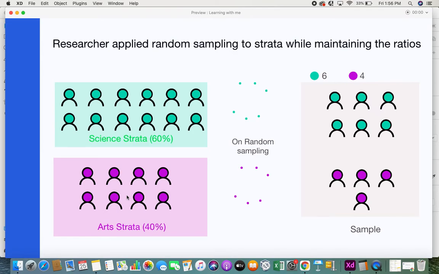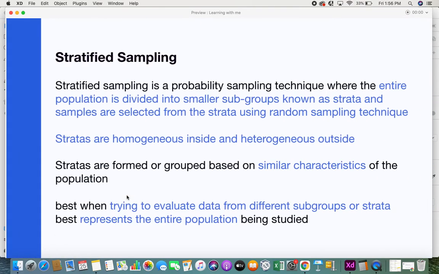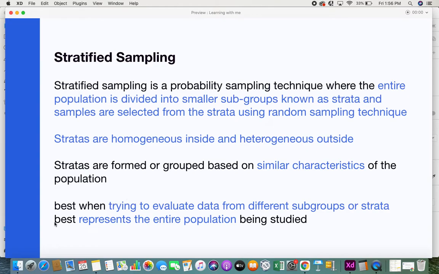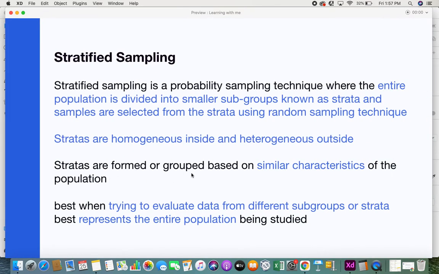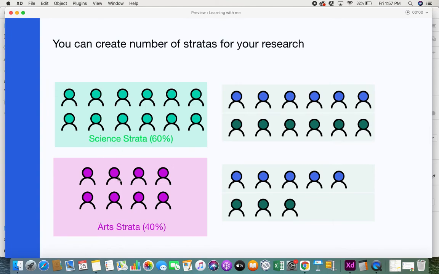So now let's get into the definition of what is stratified random sampling, and it will be easy to relate to. So there you go. Stratified sampling is a probability sampling technique where the entire population is divided into smaller subgroups known as stratas, and samples are selected from the strata using a random sampling technique. Very easy to understand with the example. The next one is stratas are homogeneous inside and heterogeneous outside, which is what I told you. Homogeneous inside, heterogeneous outside a group. And stratas are formed by grouping based on similar characteristics of the population. So yes, all are similar within a strata.